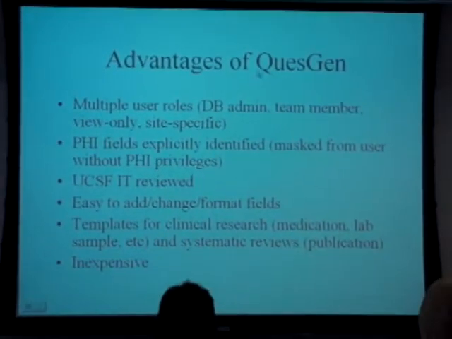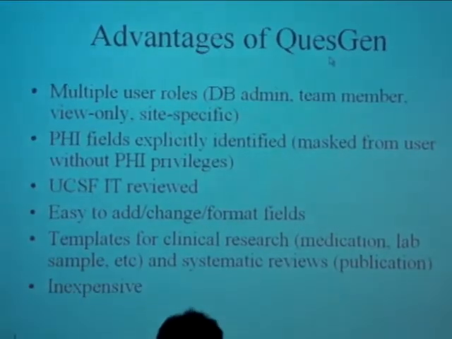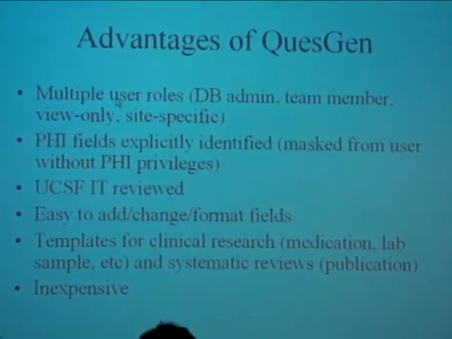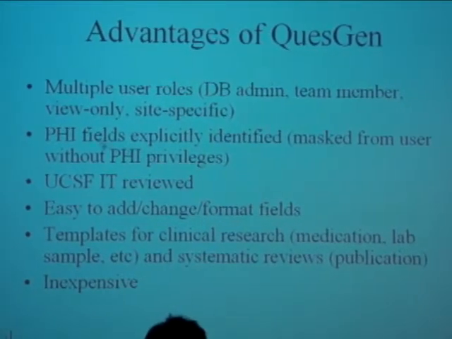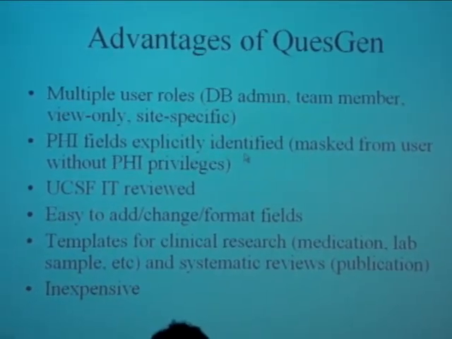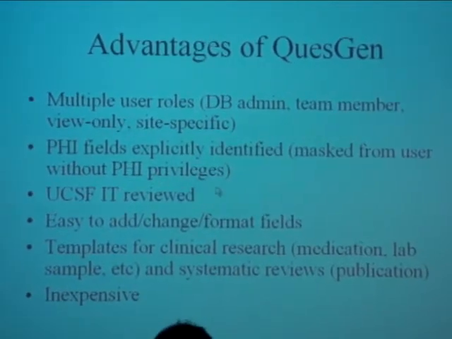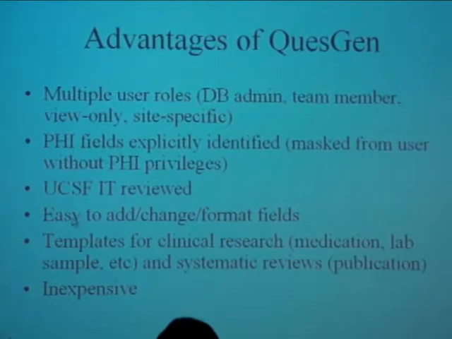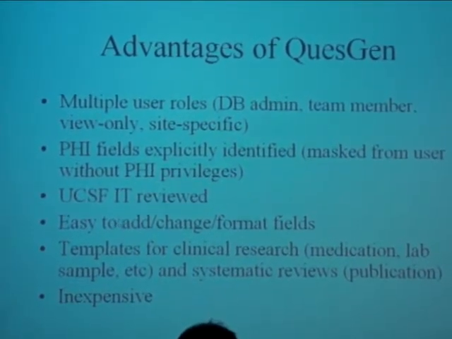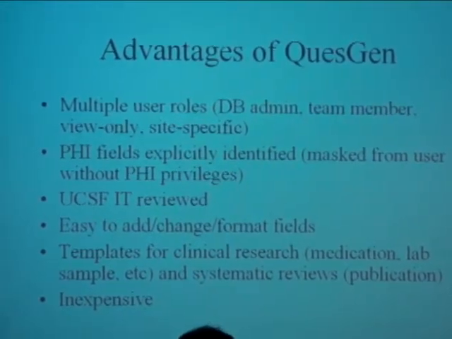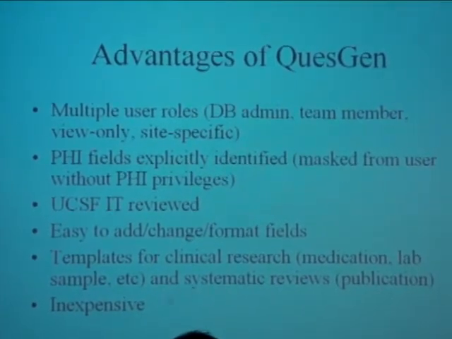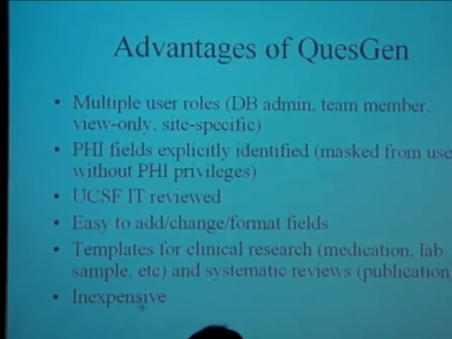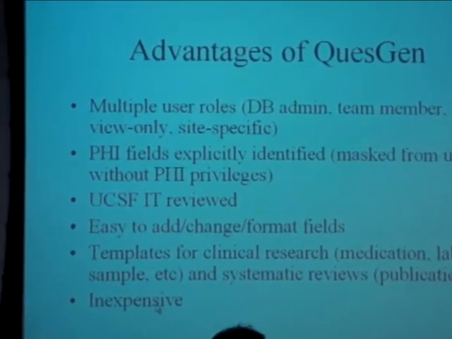So advantages of QuestGen particularly, and these web-based data management platforms in general, is that you can have multiple user roles, that you identify PHI fields and can mask them from users without PHI privileges. With QuestGen specifically, it's been reviewed by UCSF IT. It's easy to add, change, and format fields. They have templates for medications, labs, etc., also for systematic reviews.